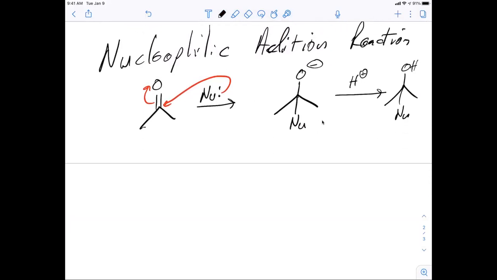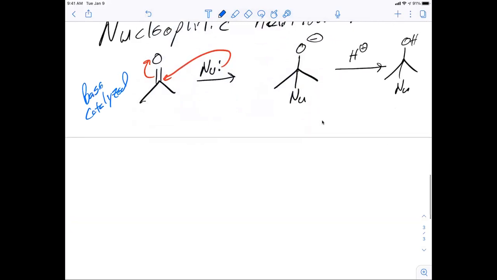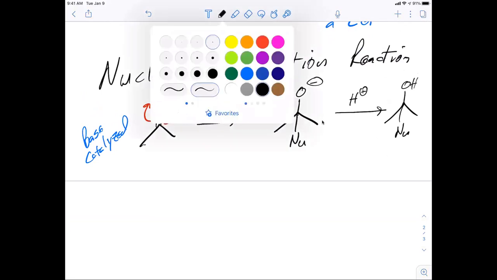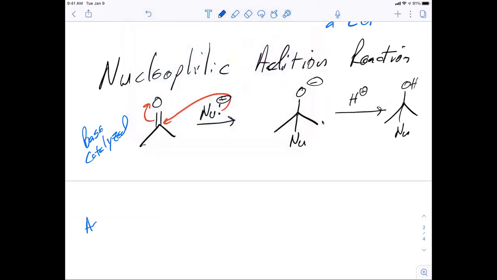Now we can have base catalyzed, which this is, base catalyzed, where the nucleophile, and I should put a negative charge on it, the nucleophile is negative. And the nucleophile is coming in as a negative to give us this reaction. We can also have acid catalyzed.